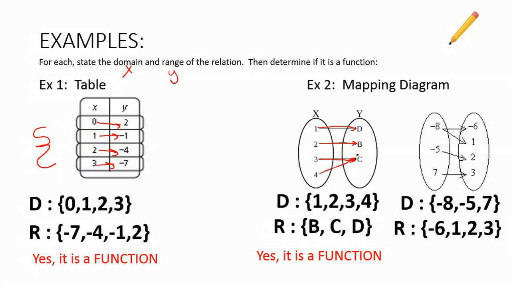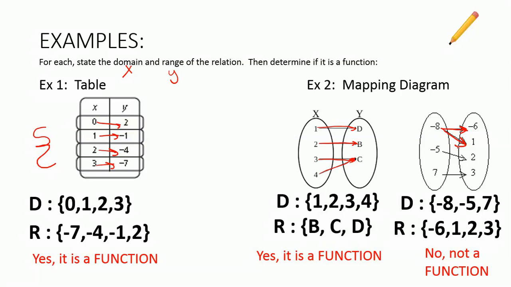And my range is -6, 1, 2, and 3. Now, notice how -8 has 2 arrows coming off of it. That is me pushing a water button and getting both a blue Powerade and water. That's not going to work. This is not a function because -8 has 2 arrows coming off of it. Okay? That's a good way to look at it.